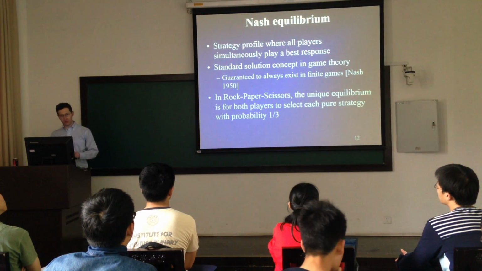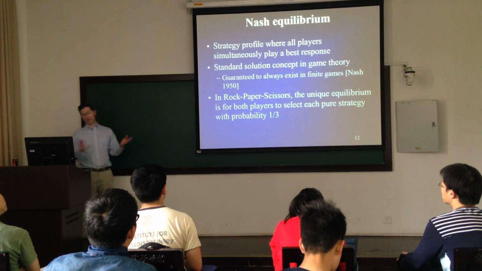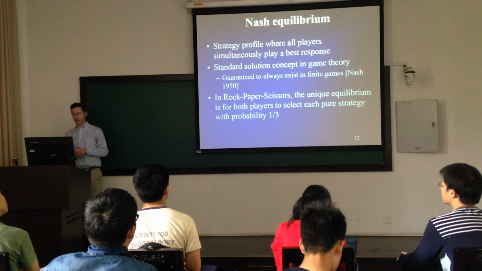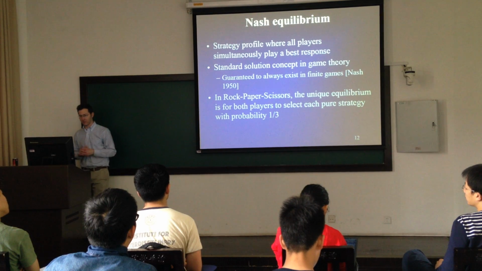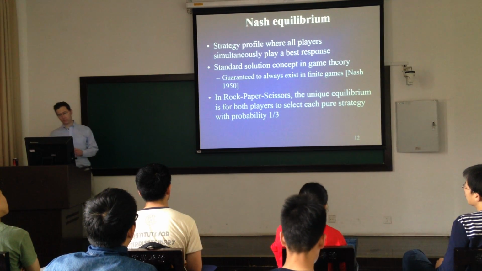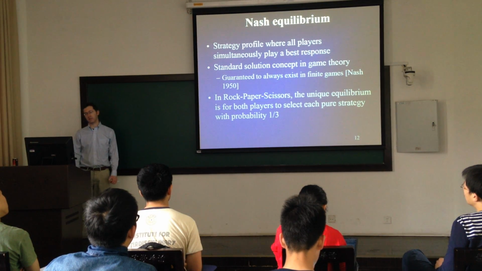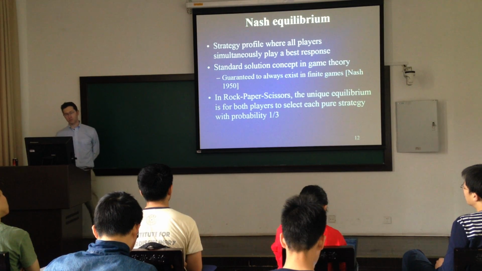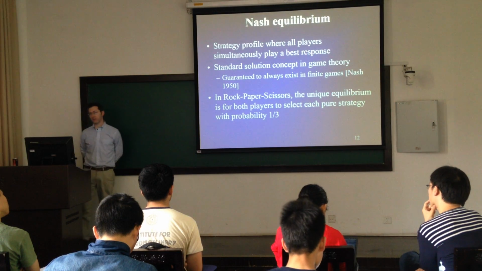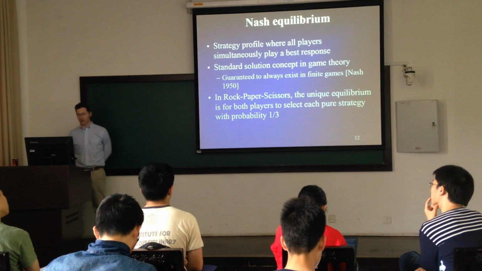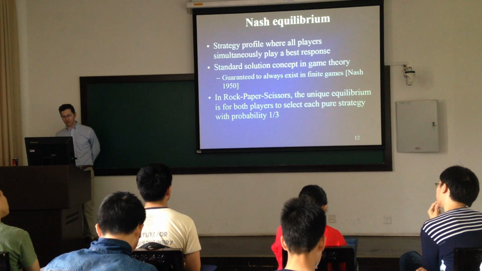So Nash equilibrium, which is the solution concept I started off talking about from John Nash's thesis, has emerged as, I would argue, the standard solution concept, not the only one, but certainly the most common solution concept in game theory. It is defined as a strategy profile where all players are simultaneously playing a best response to the strategies of the other players. And one of the main results is that it's guaranteed to always exist, at least in finite games, like matrix games and most other classes of games.